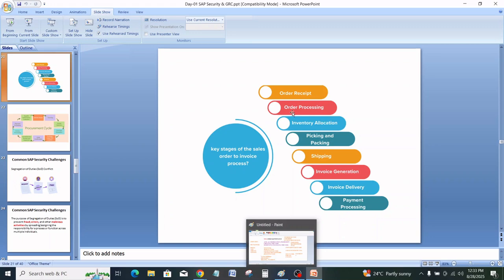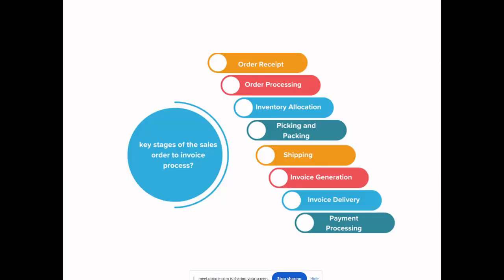I'll tell you. See, again, what I mean to say here is that there are different processes in sales order, and different teams are working here. Like order received, there are some 4 to 5 people. Order processing, 1 or 2 people. Inventory allocation, again 1 or 2 people. So in all the processes, there are teams working. So you are segregating your roles and responsibilities among them. So one person is not doing all the things. You are segregating the duties. You are segregating the permissions among the users in different organizations and different business processes.